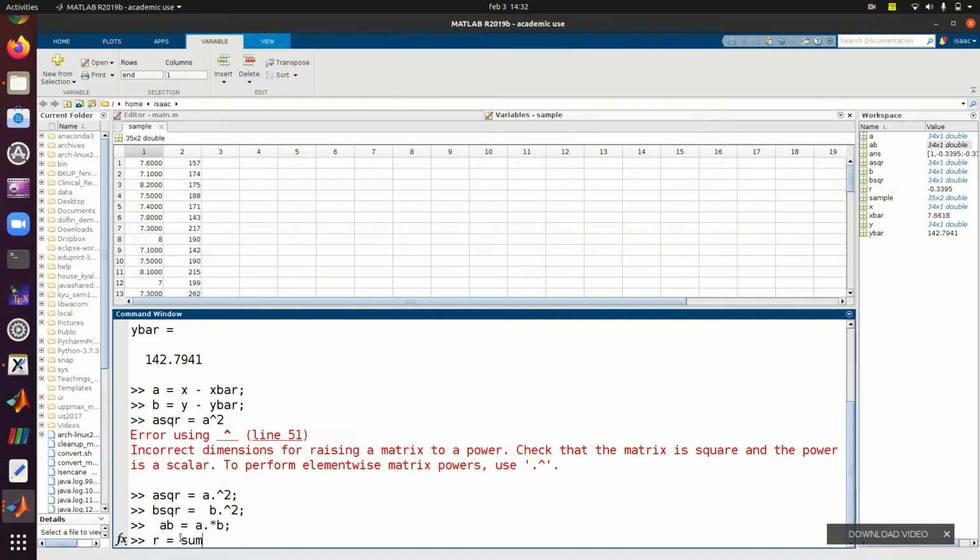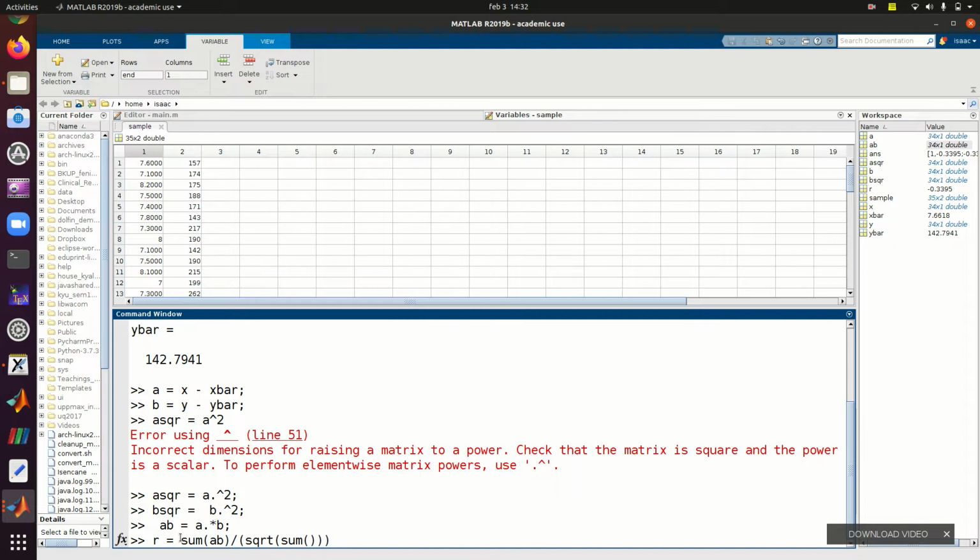So now what we want to do is that R is going to be equal to the sum of AB. Our AB, remember, is x minus x bar times y minus y bar. Then everything we are going to divide by the square root. How do they do square root? And then what do we have there? We have the sum of x minus x bar, then squared.